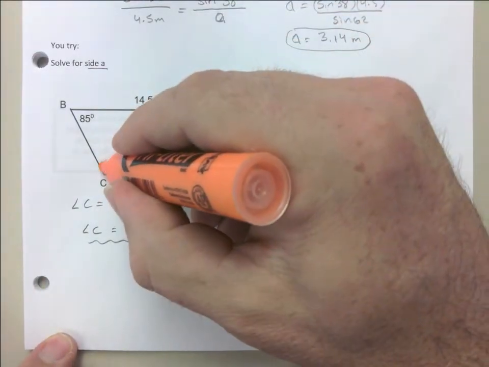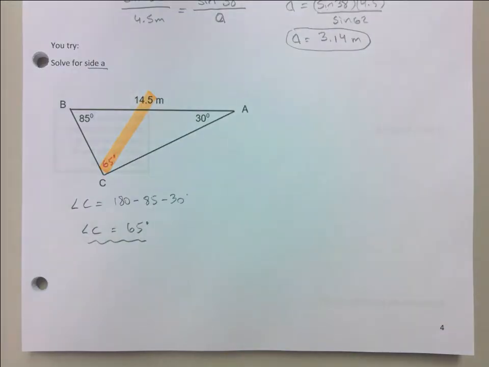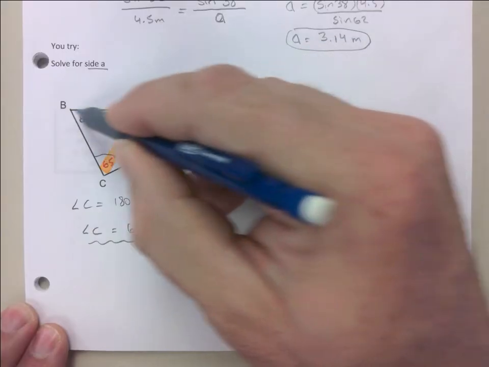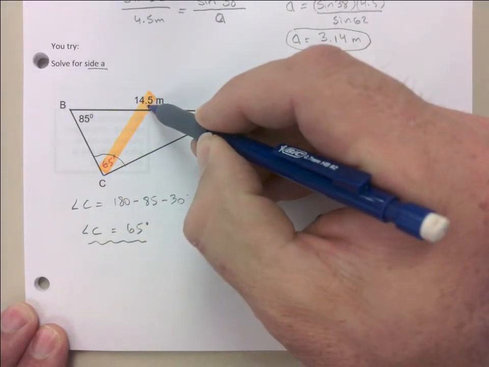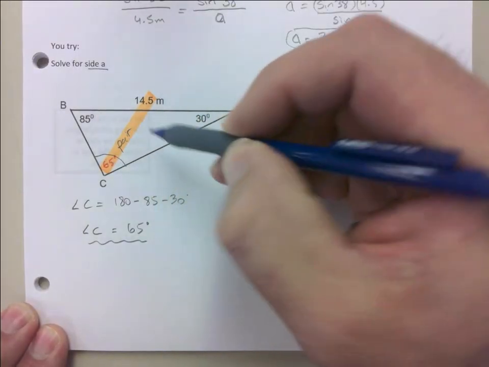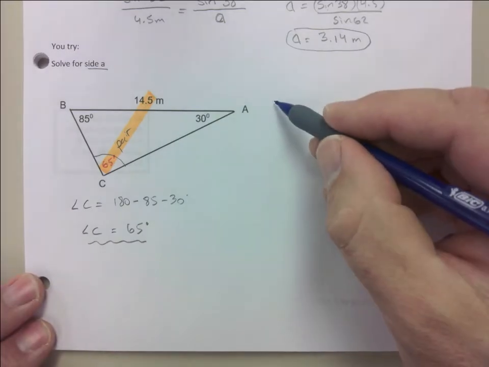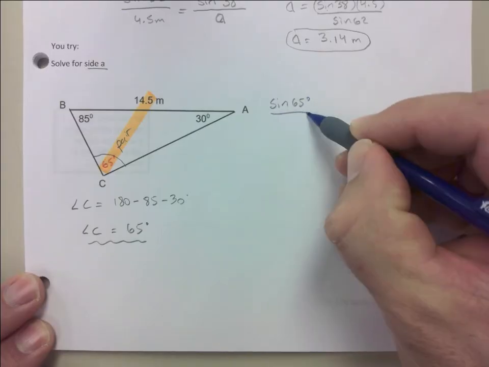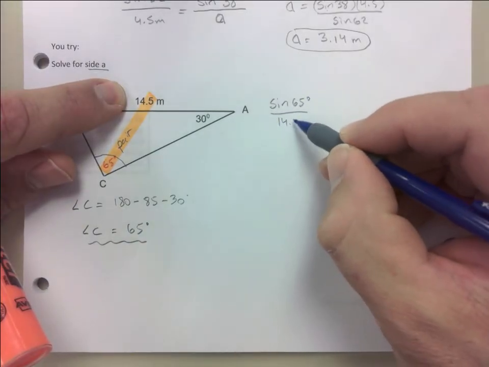So some students find it confusing. What do you mean with the pair, right? I mean this angle, like that number, and the side that's across from it, which is also a number. So you need to know both of them to call that a pair. The pair that I'm talking about here. So we would go sine of 65 degrees over 14.5 meters.